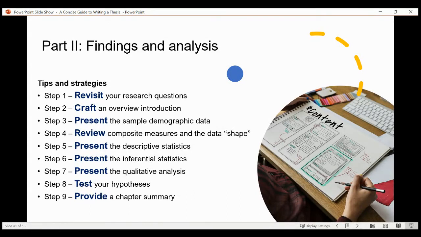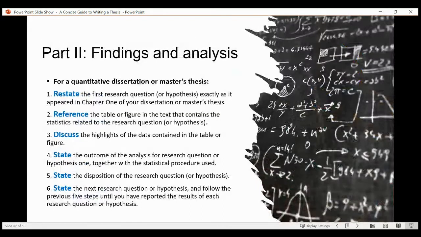and analysis chapter. Revisit your research questions, craft overview, present sample demographic data, for example, age and gender and so forth. Measures, present the descriptive, inferential statistic, qualitative analysis as well. Test your hypothesis, and at the end, provide a summary for each chapter. By the way, you need to add a summary of each chapter. From introduction all the way, each chapter has to have a summary.